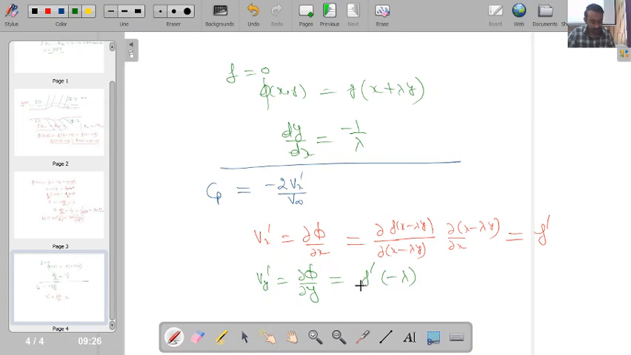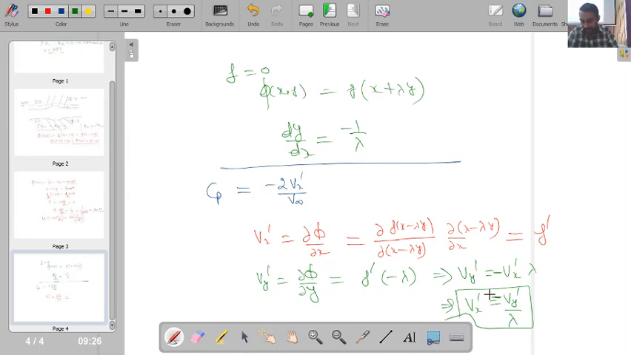Now let's substitute f dash from the previous one. So I will be getting Vy dash equal to minus Vx dash into lambda, and from here my Vx dash is equal to minus Vy dash by lambda. Is this point clear? So this is one relation we have got. Another relation we can get from the geometry of the problem.